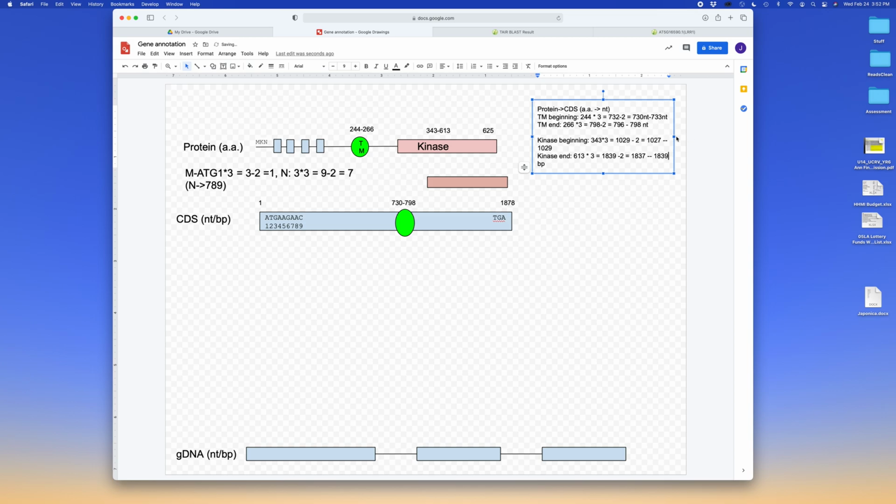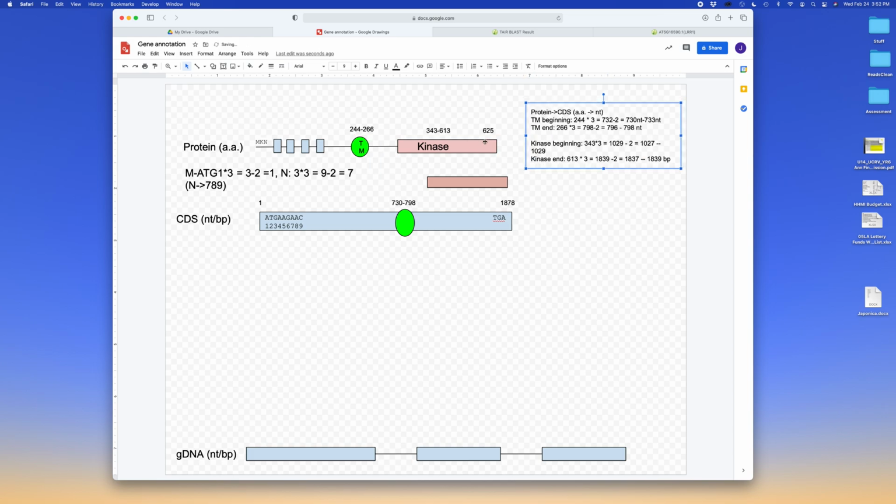Okay, so there. Again, always ask yourself, does that make sense? And it didn't make sense, right? So I had to fix it, because we know something about the biological sequence, so we can decide if things make sense or not. So this is going to be our range for the kinase domain. Okay, so there we go.